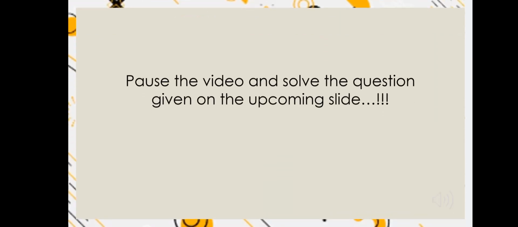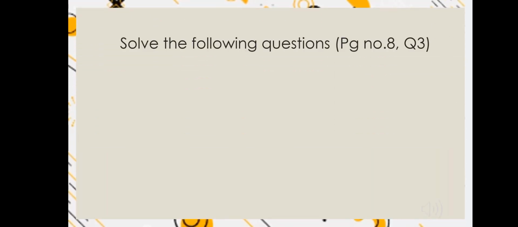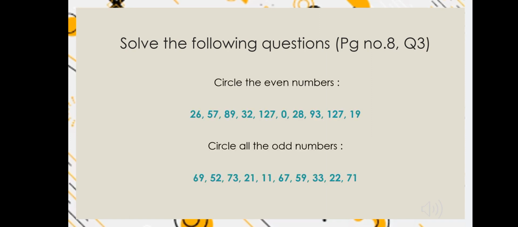Now I would like you to pause this video and solve the question given on the upcoming slide. Solve the following questions. These questions are given on page number 8 of your book, question number 3. The question says to circle the even numbers first. 26, 57, 89, 32, 127, 0, 28, 93, 127 and 19. You have to circle the even numbers. And in the second part, you have to circle all the odd numbers from the numbers given below.